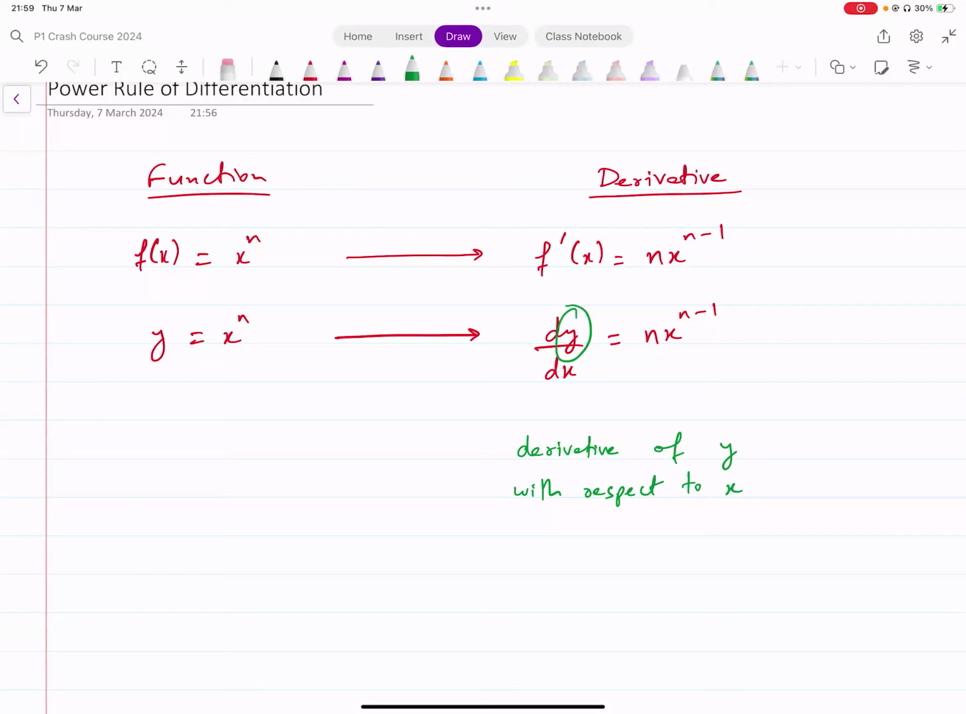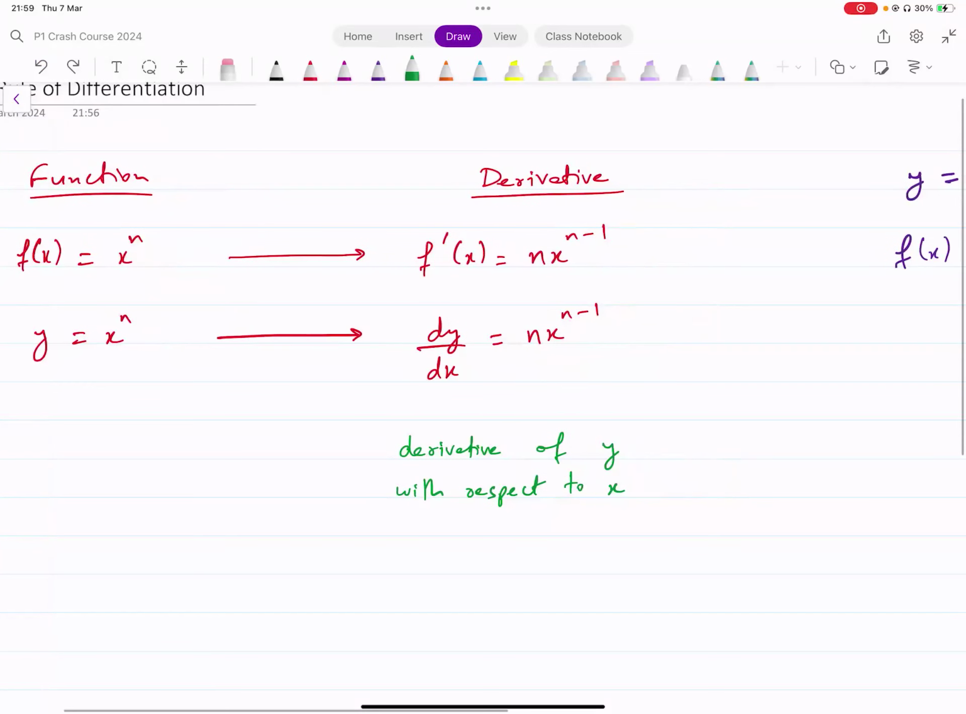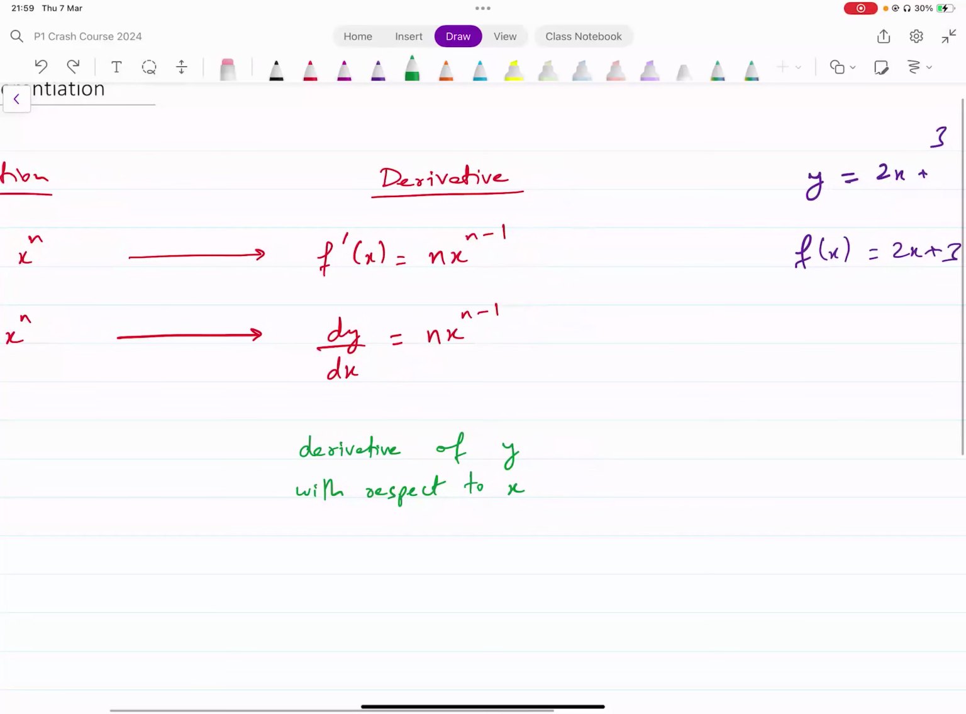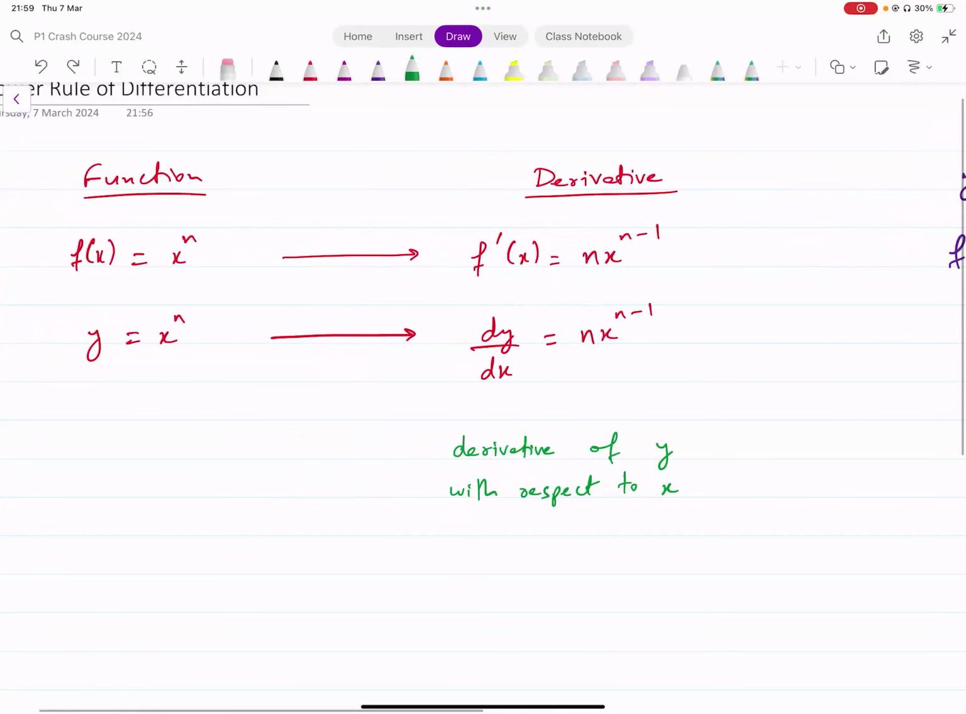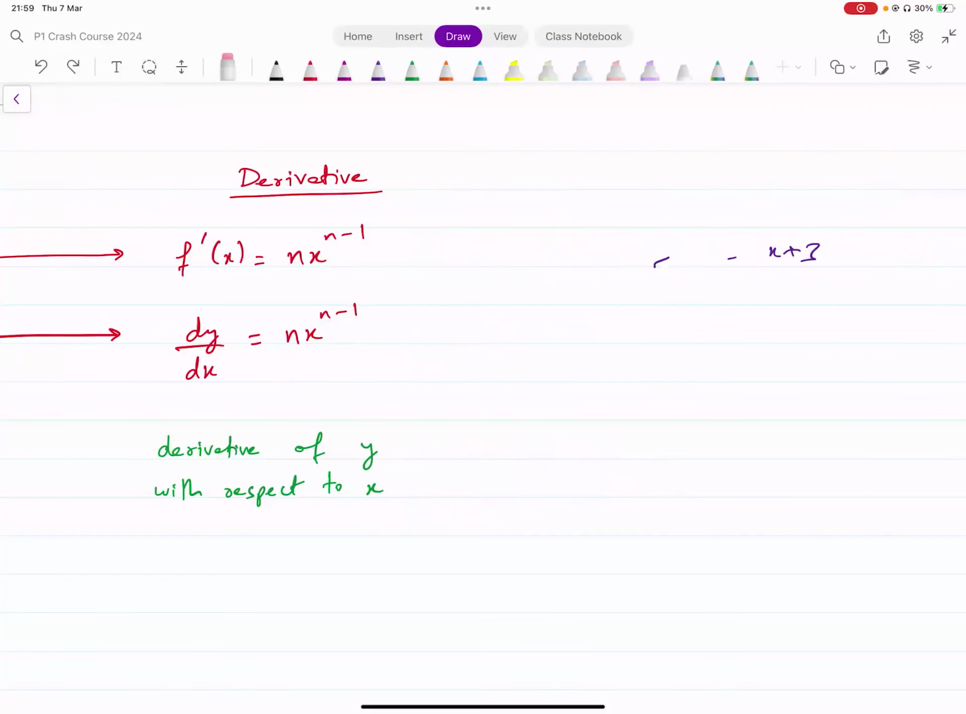Y is the function of which you're finding the derivative. X is the variable in which that function is defined. So we read it like this: derivative of y with respect to x. This notation actually comes from that. Remember, what does the derivative represent? The derivative represents the gradient function. What's the gradient? How is the gradient defined? Let's get rid of this side. Gradient is defined as change in y over change in x.